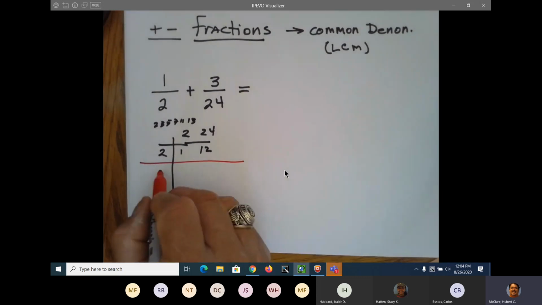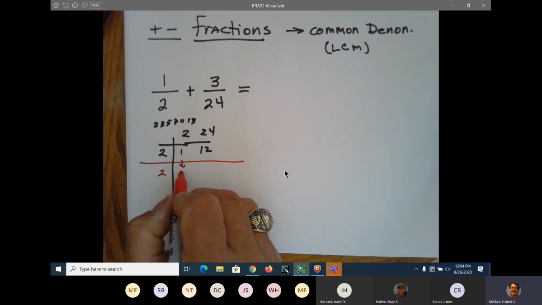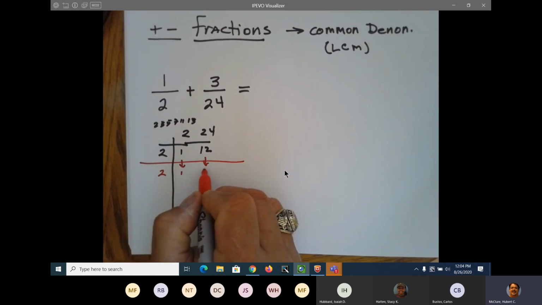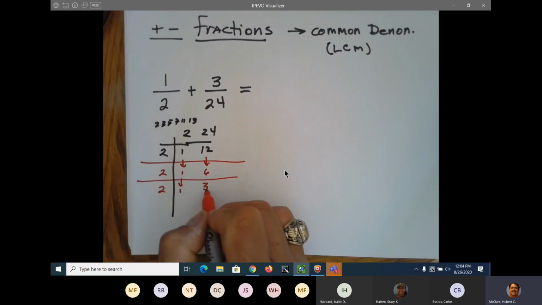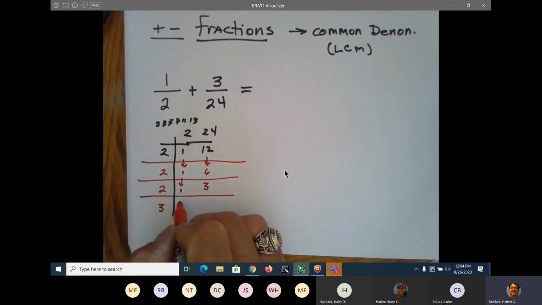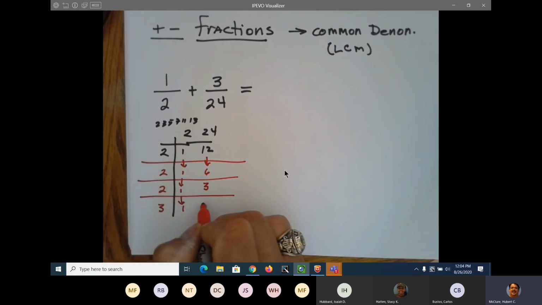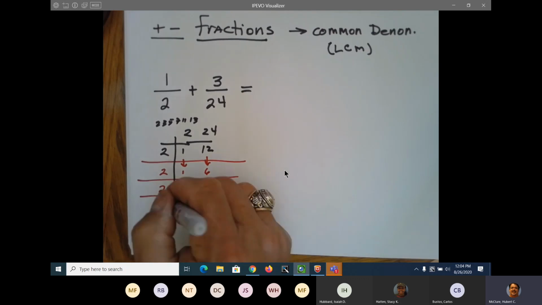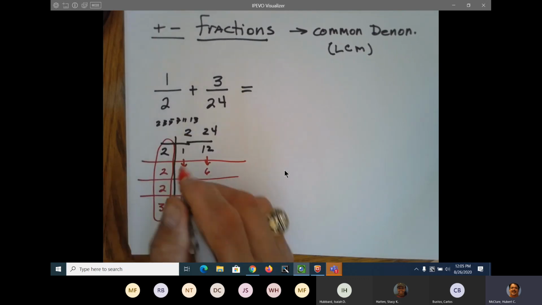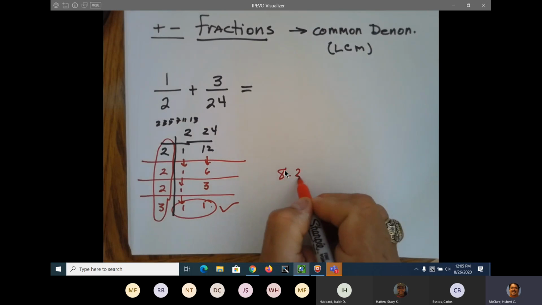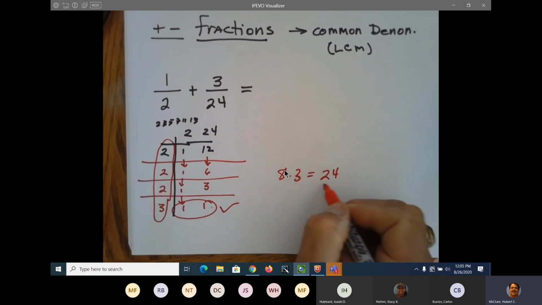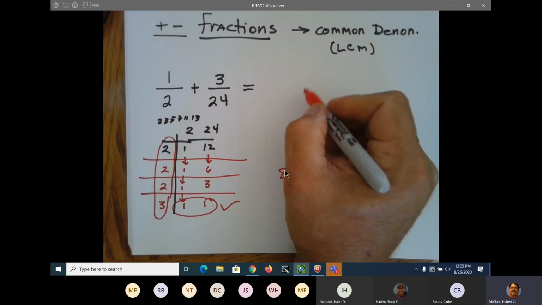So I'm going to put a 2 here. That'll come down as 1. That'll be a 6. 2 here. That'll come down as 1. That'll be a 3. And a 3, 1, and 1. We got our 1s. So this is the common denominator. 8 times 3 is 24. So 24 is your common denominator.